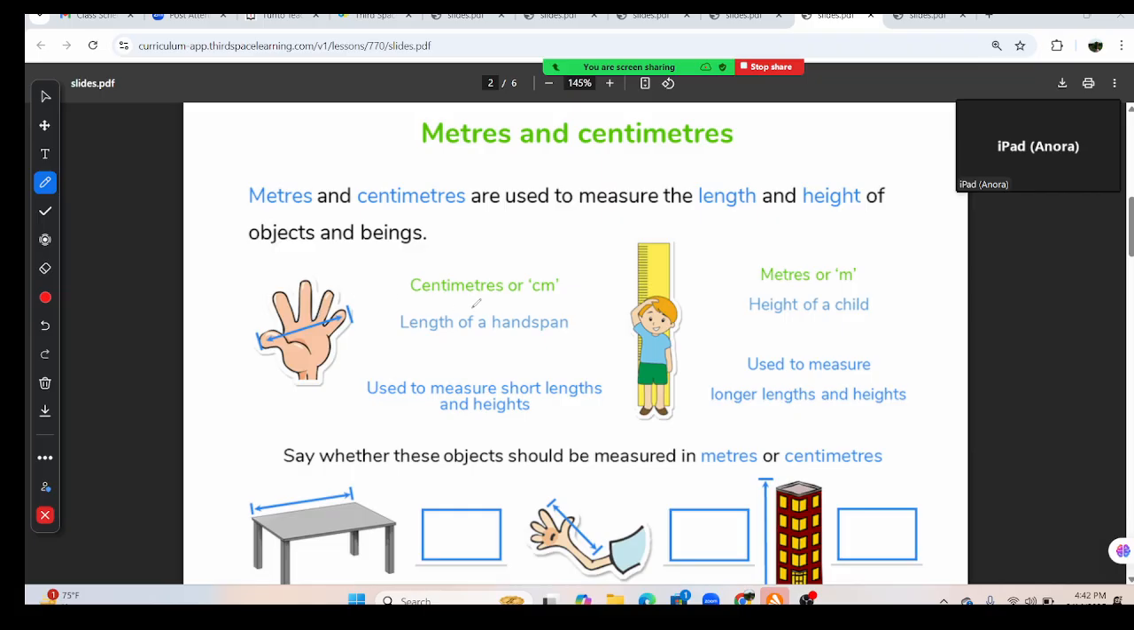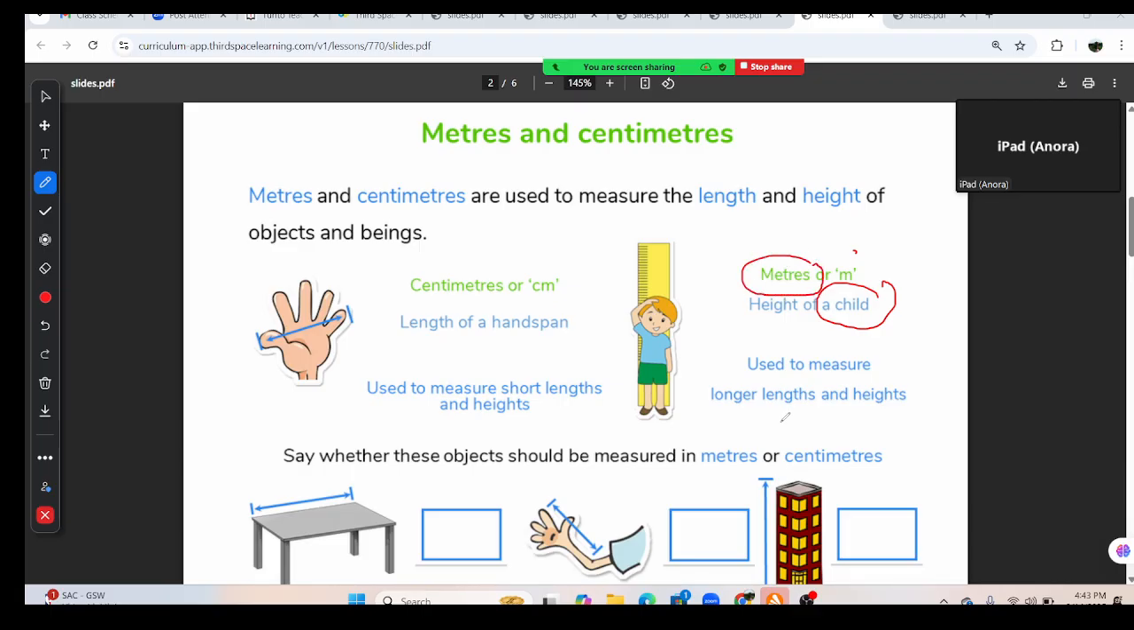A centimeter, you can understand it like this: if you want to measure the length of the hand span, you would use centimeters. Why? Because it is used to measure short lengths and short heights. Hand span length is not that much. But if you want to measure the height of a child, then you would use meters.